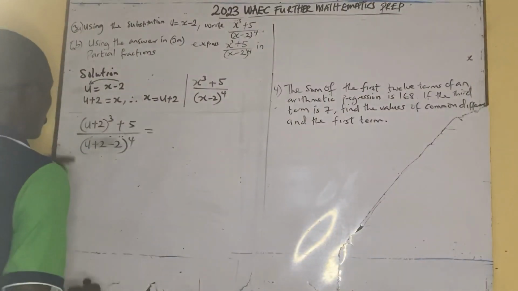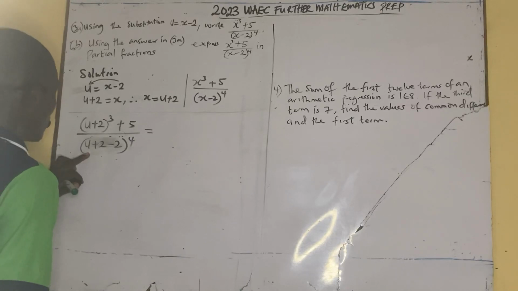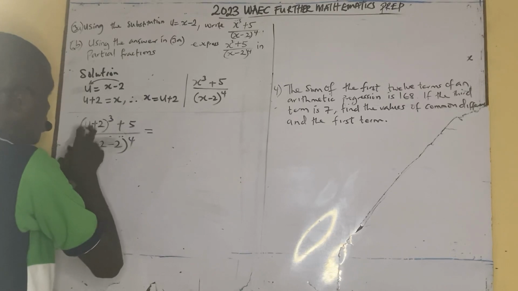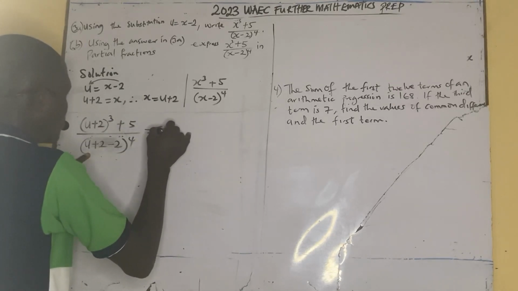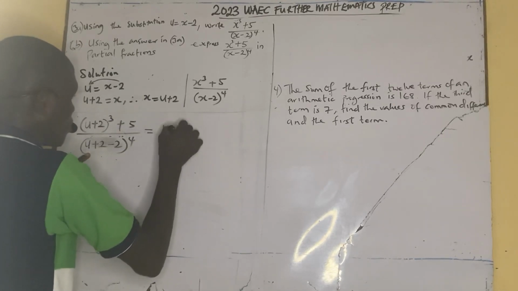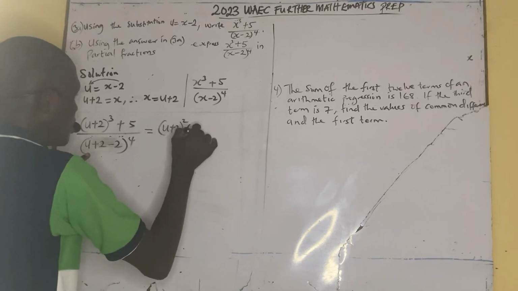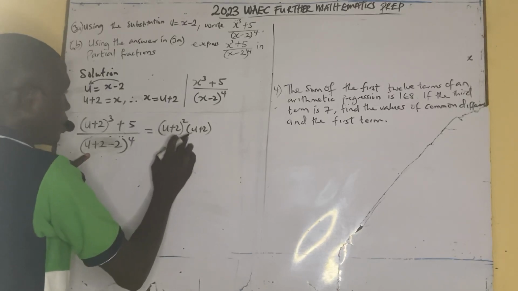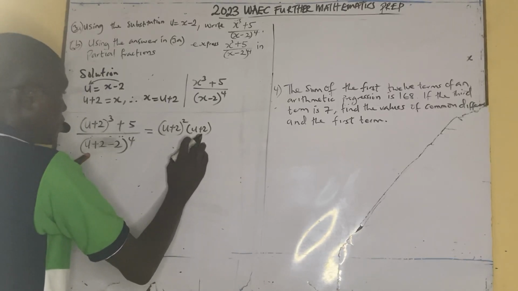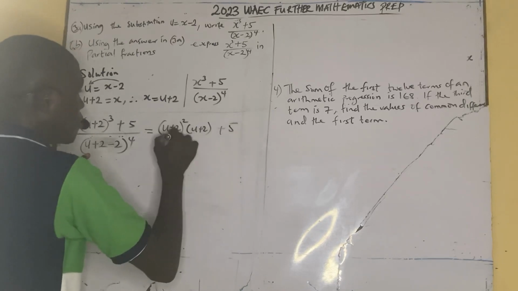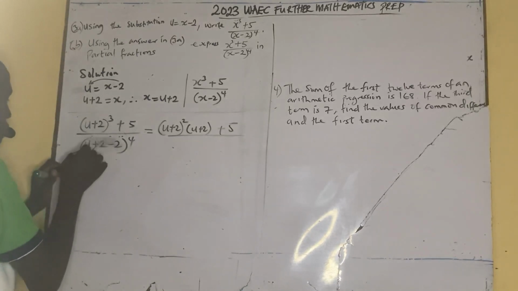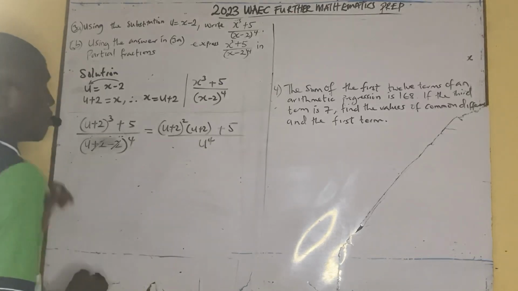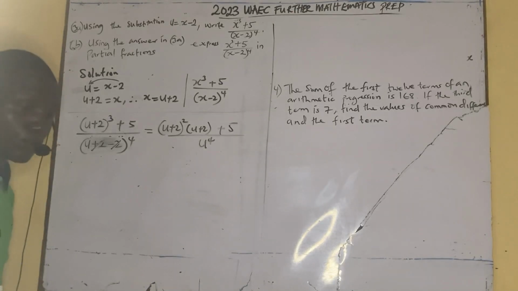So now we can easily find the expansion of this. If you don't know it, first do (u plus 2) squared, then times (u plus 2), so (u plus 2) squared times (u plus 2), then plus 5, all over. Now this plus 2 cancels the minus 2, and we are going to have u raised to the power 4.